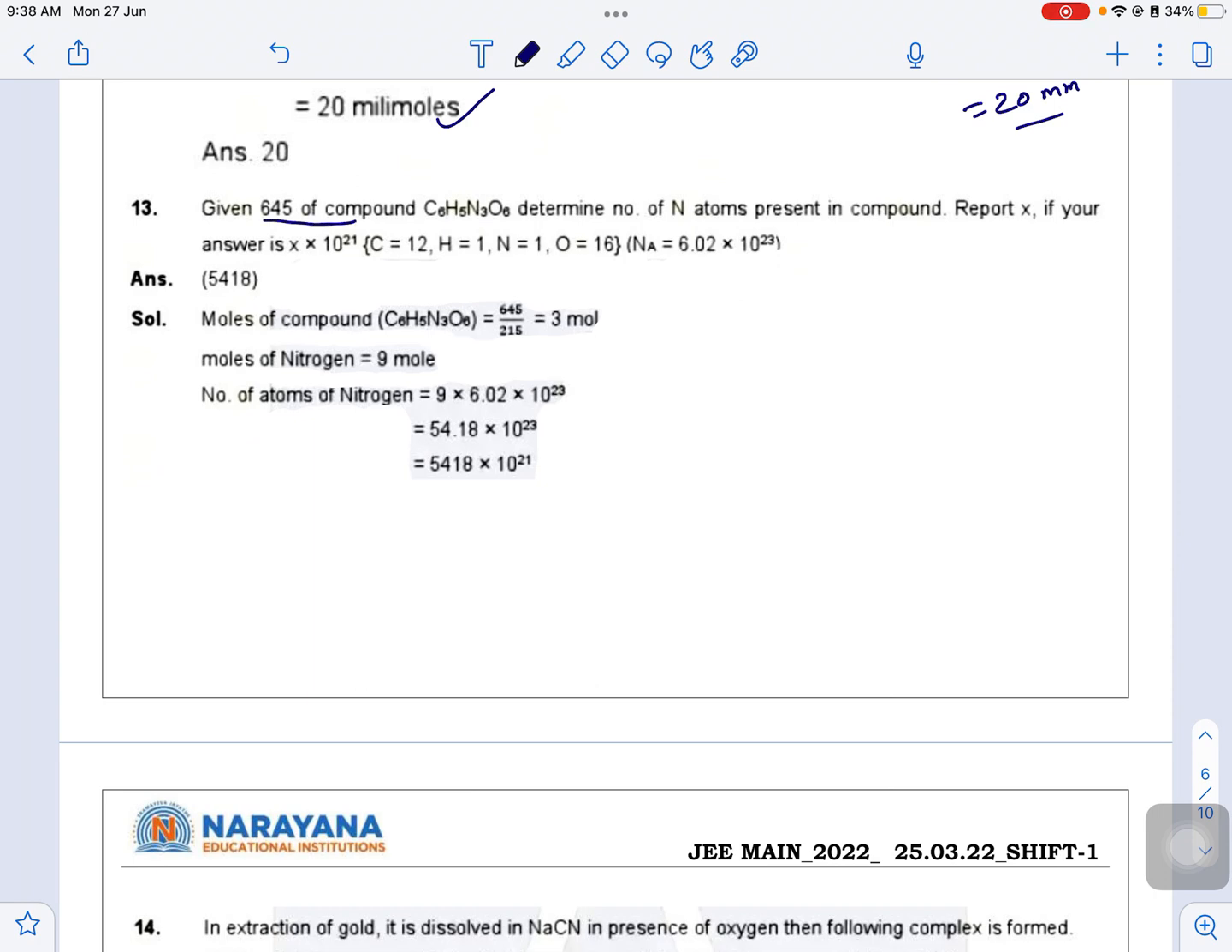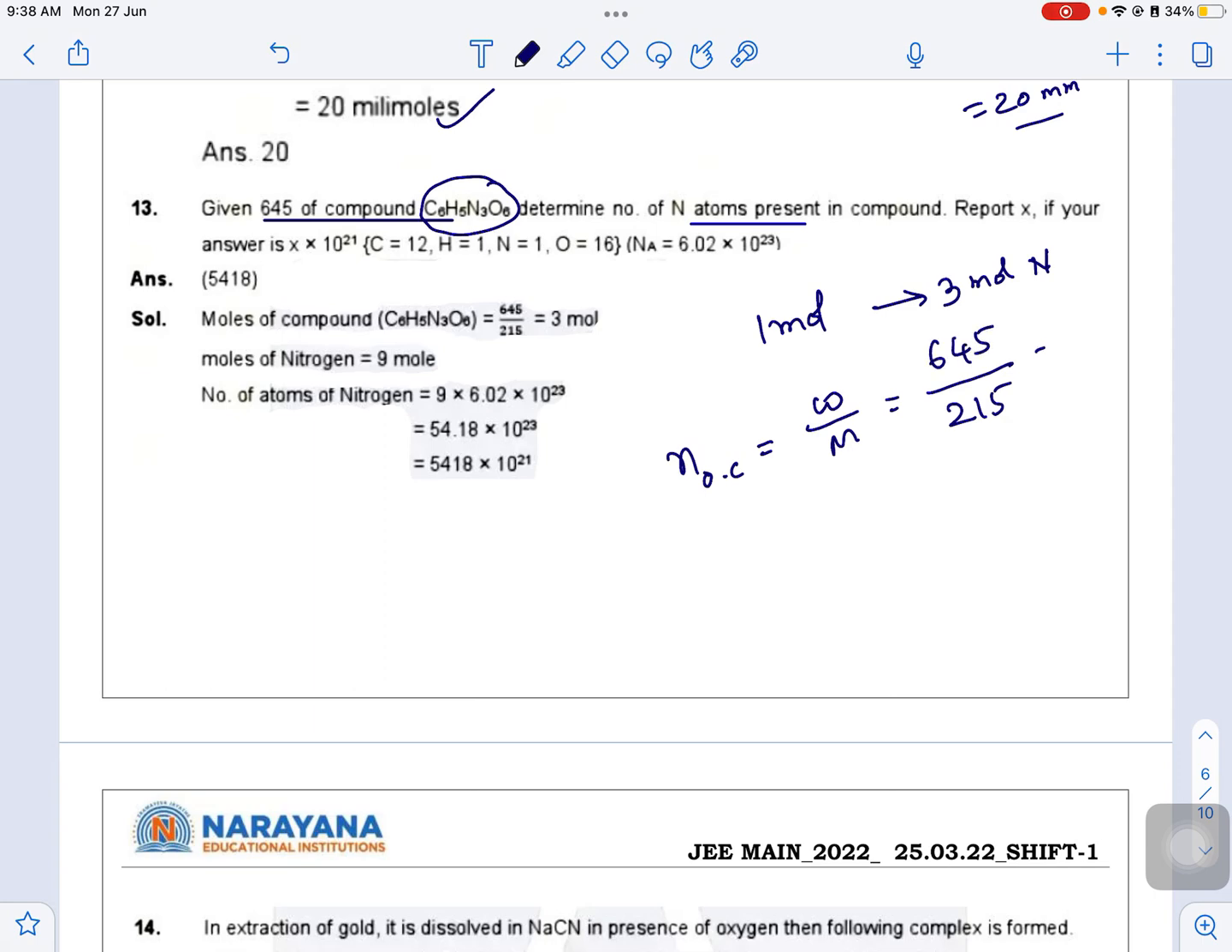Next, given 645 grams of a compound, determine the number of atoms present. Here we can see that 1 mole of the compound has 3 moles of nitrogen. So for that we should calculate the number of moles of the organic compound, which is equal to weight by molar weight. Its molar weight comes out to be 215 grams per mole. So 645 grams given is 3 moles. 1 mole has 3 moles nitrogen, so 3 moles will have 9 moles nitrogen.